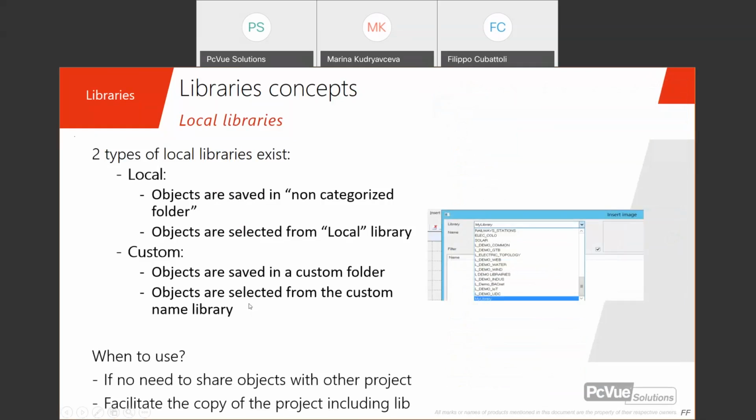So when to use the local library? Basically when you don't specifically need to share objects with other projects. Also it's very convenient because when you copy the project, all the libraries are in the project, so you don't have to pick up the library out of the project and then copy it into the project. Everything is in the project.